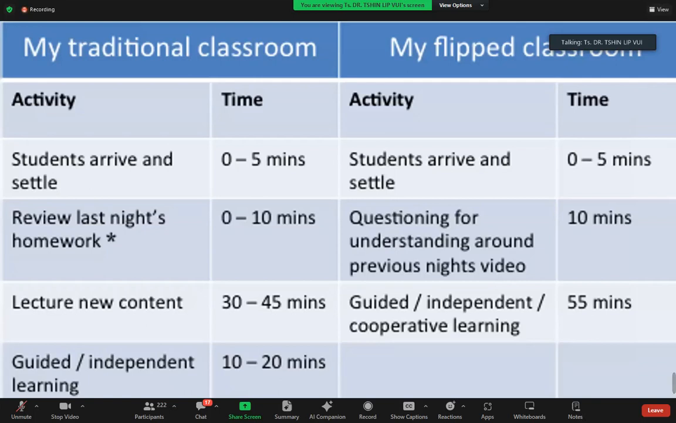And for the flipped classroom, students arrive and settle in 0 to 5 minutes. Questioning for understanding around the previous night's video takes 10 minutes. And also guided independent cooperative learning is 55 minutes. So it means that we no longer need to spend a lot of time doing what the traditional classroom does, lecturing the content. Students just have to be independent according to what we learn in the flipped classroom. And this is the benefit of the flipped classroom.